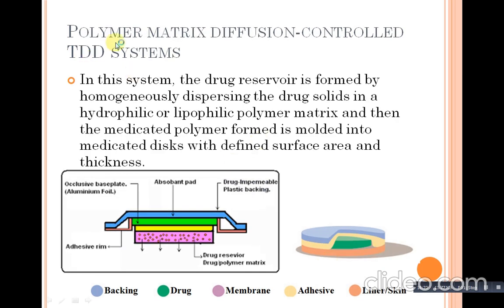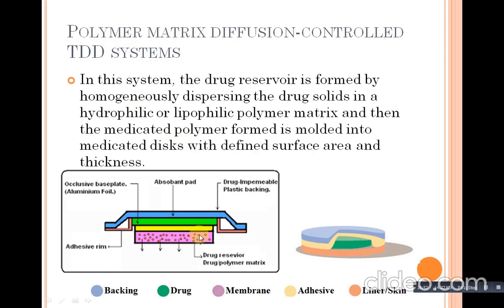Then the next type of transdermal patch is the polymer matrix diffusion controlled transdermal drug delivery system. In this system, the drug reservoir is formed by the homogeneous dispersion of drug solids in a hydrophilic or hydrolipophilic polymer matrix, and then the medicated polymer form is molded into a medicated disc with defined surface area and thickness. So this is the matrix system.